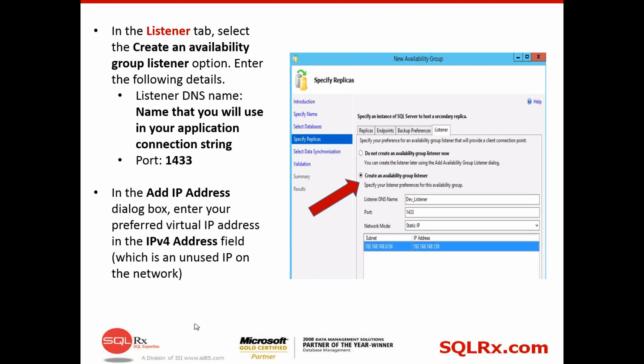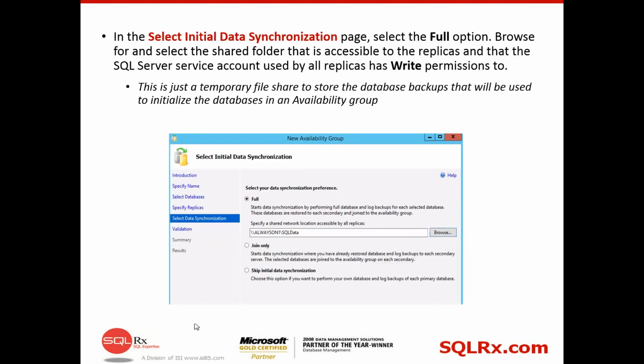All right, next page in the wizard is the Select Initial Data Synchronization page. This page is where you add your databases to the group, to your AlwaysOn group. Now, we are using the full option, which is actually the Microsoft default option, which is fine. This is where we created the file share.